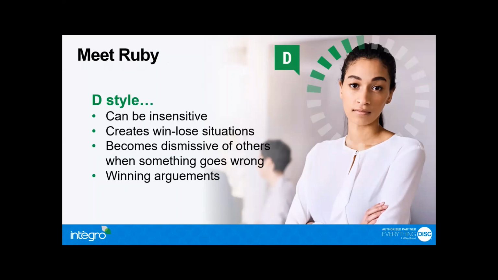The D style can be insensitive, focused more on task than on people, can create win-lose situations because they're very competitive, become dismissive of others when something goes wrong, and winning arguments is something that's very important to the D style, all right? And we'll see that actually in the profile itself. I never thought about it, but I remember when I first read that in Ruby's report, that winning arguments is really important to her. I thought, well, that makes sense now, of course. That's why they continue on, because they want to win, okay?